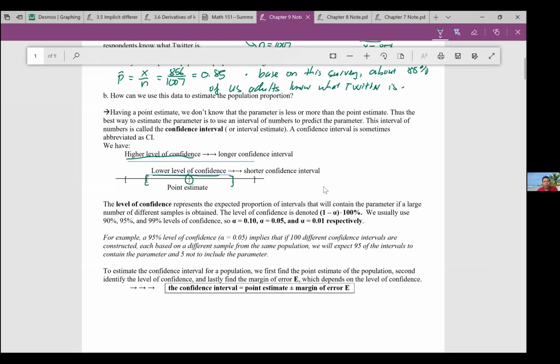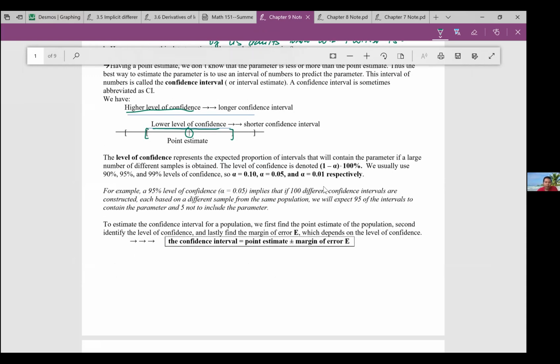So we call that the level of confidence. We have a 90% confidence interval, a 95% confidence interval, and a 99% confidence interval. Correspondingly, alpha is 10%, 5%, and 1%. Alpha is the percent that we are not confident. So if we are 90% confident, then we are 10% not confident, so alpha will be 10%. If we are 99% confident, then we are 1% not confident, therefore alpha will be 1%, which converts to 0.01 in decimal. All right.